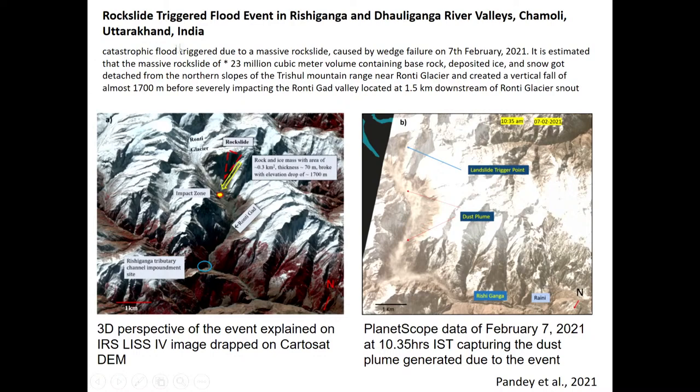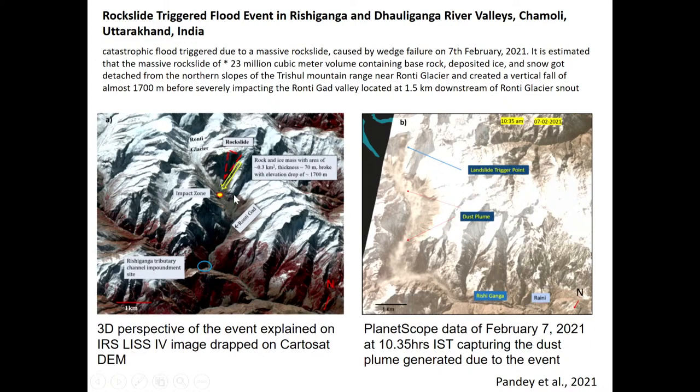Another event has taken place recently in Uttarakhand on 7th February 2021. Here, a rock slide triggered the flood in the Rishiganga and Dhaulaganga river basin. It has been estimated that there was 20 million cubic meters of volume containing rock, deposited ice and snow, and it got detached from the northern slope of the Trishuli mountain and fell over the river channel.